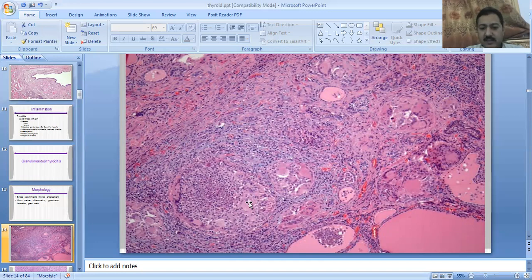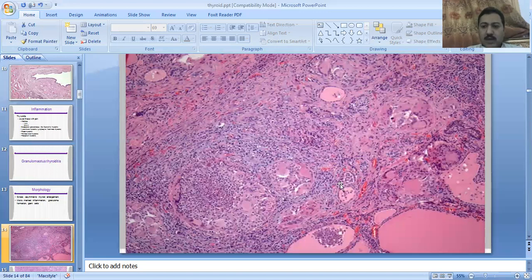The giant cell is a cell in which there is a collection of nuclei at the periphery of the cell. This is a Langhans type of giant cell. You can also see these are giant cells. This one is also a giant cell. This one is a small granuloma, and this one is the giant cells. These are the thyroid follicles filled with colloid material.